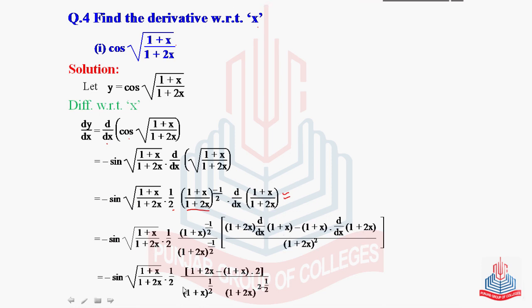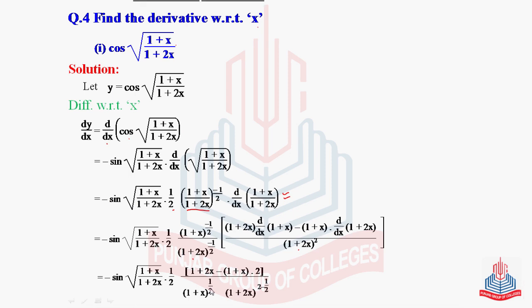Now this 1 plus 2x and this 1 plus 2x having same basis, so power will be combined, that will become 1 plus 2x power 2 minus 1 by 2. These two powers will be combined, and this 1 plus x containing a power minus 1 by 2, now shifting into the denominator, will become 1 plus x raised to the power plus 1 by 2.